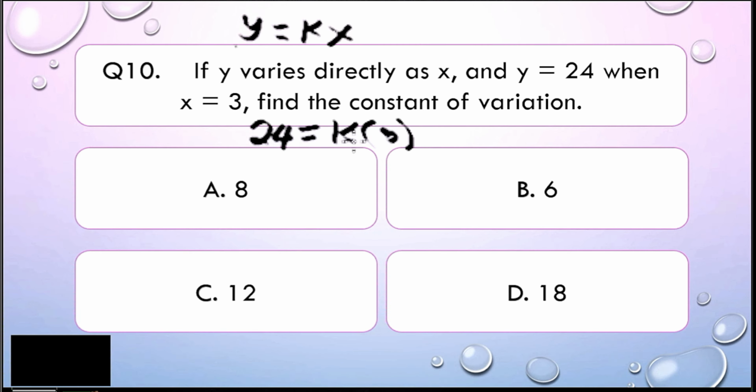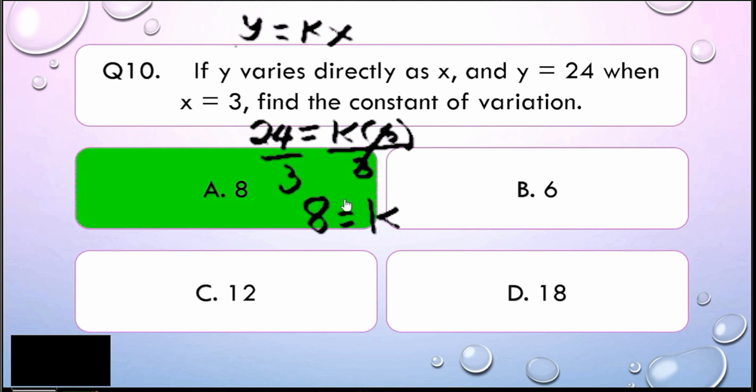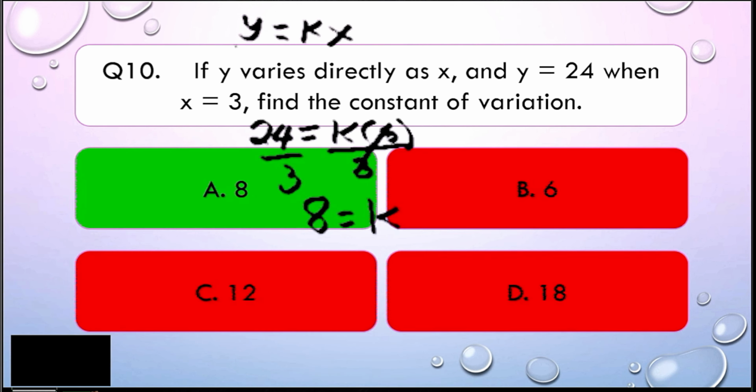And if we are asked to find the value of K, we just divide both sides by 3, canceling this one, giving us the value of K, which is 24 over 3. If we simplify that, 24 divided by 3 is equal to 8. So the correct answer for this given question is letter A. Now let's check whether we are correct. Alright. Easy, right? Very easy, my dear math learners.